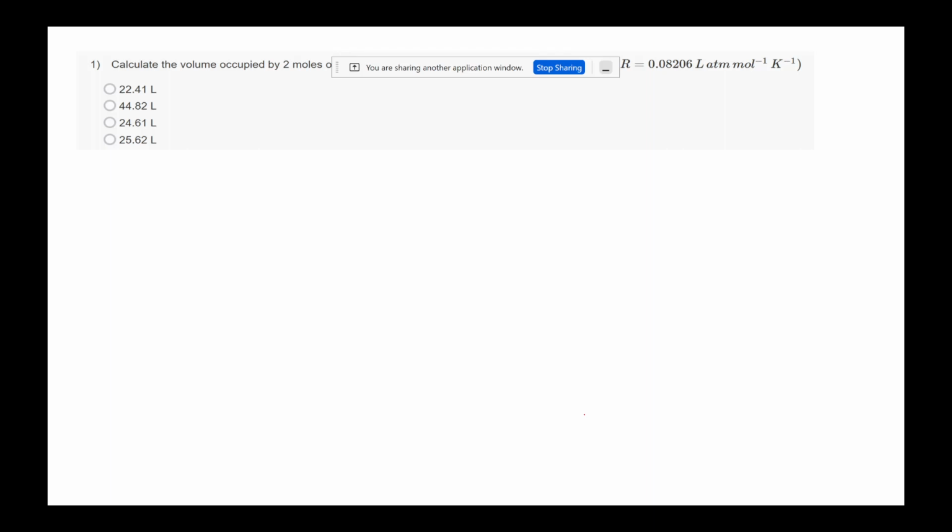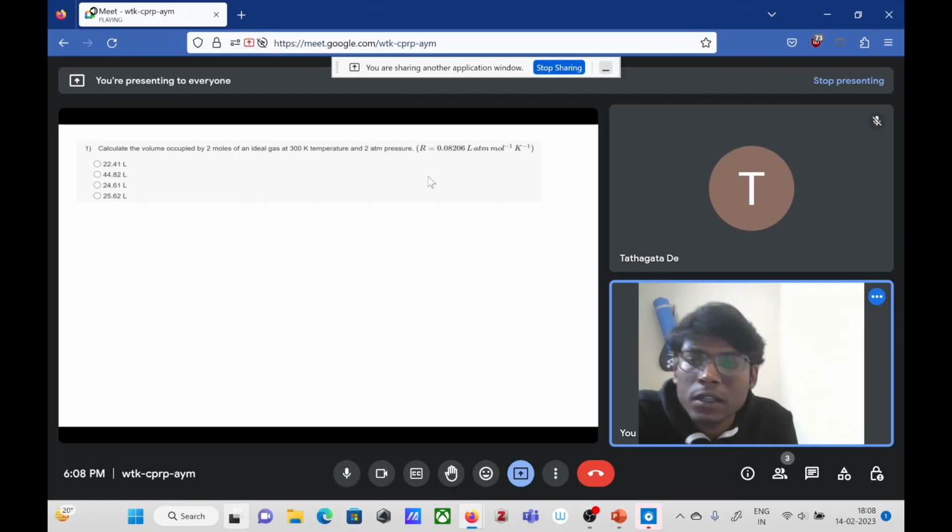So the first question says: calculate the volume occupied by 2 moles of an ideal gas at 300 Kelvin temperature and 2 atm pressure, where the universal gas constant R is given in liter atmosphere per mole Kelvin.